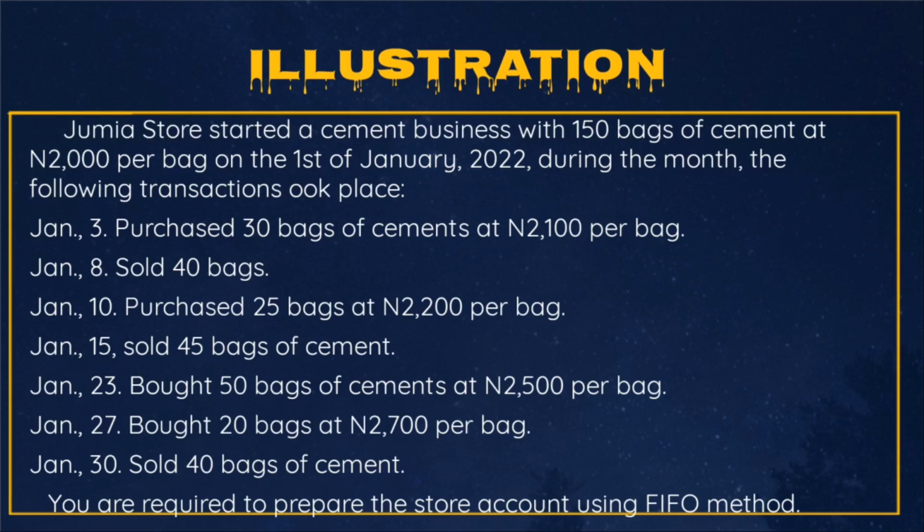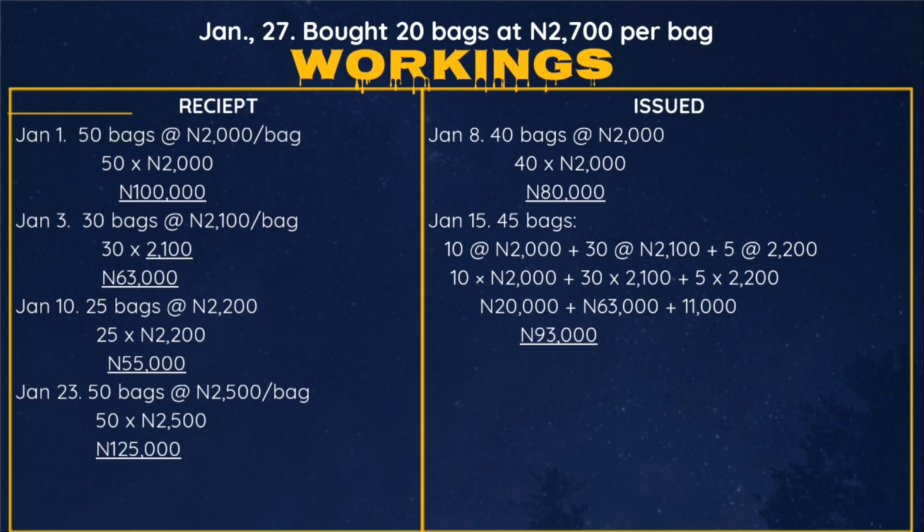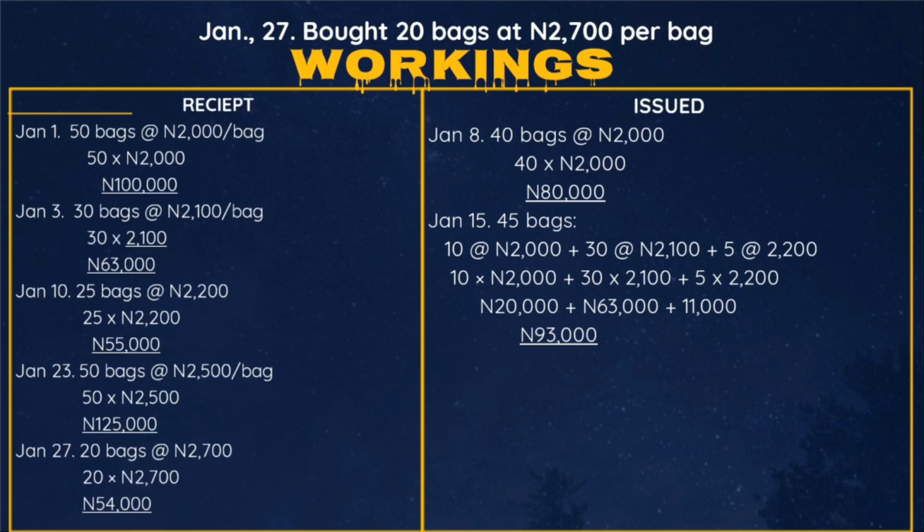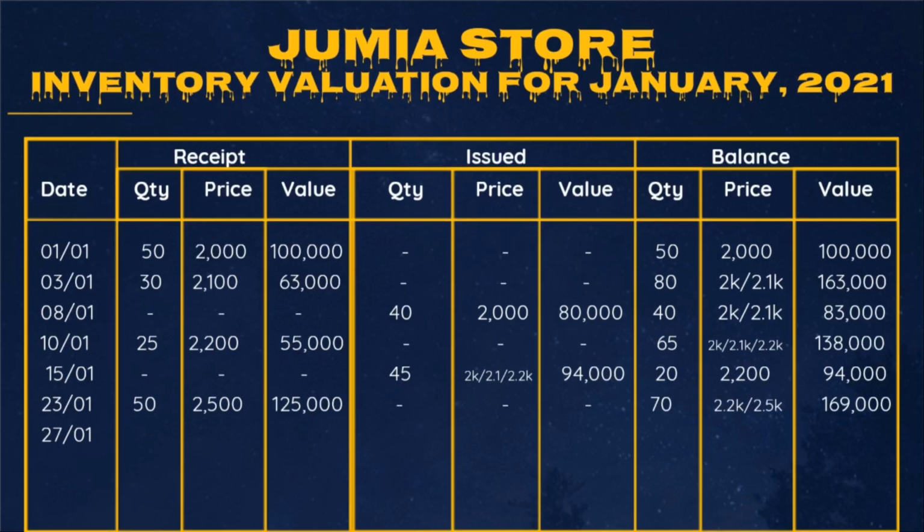So which means they are also receiving, that is the receipt side we are working. January 27, 20 bags of cement at 2,700. That is going to be 20 times 2,700. If we multiply 20 by 2,700, that is going to give us 54,000 naira, which means the quantity is 20, the price is 2,700, while the value is 54,000. Let's go back to our inventory account. So in our inventory account, January 27, the quantity 20, the price 2,700, the value 54,000.